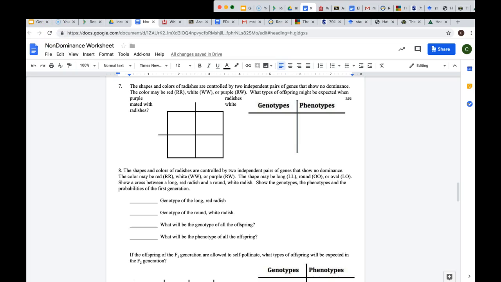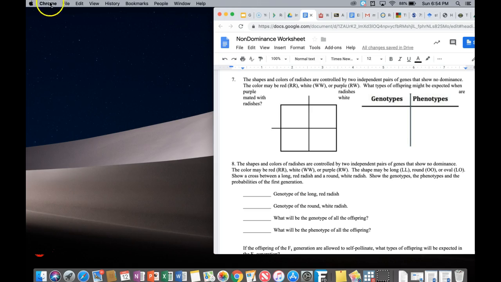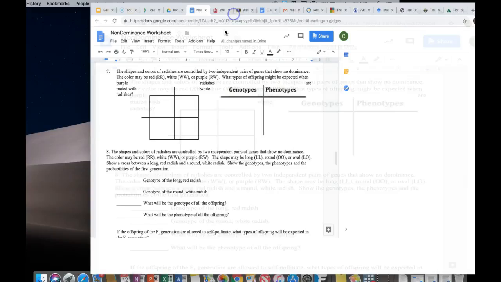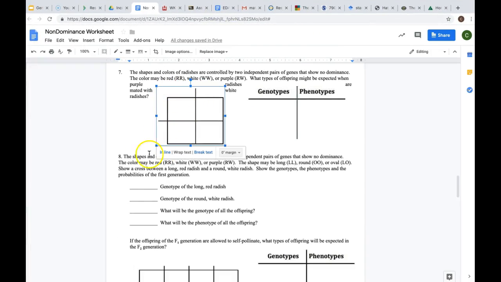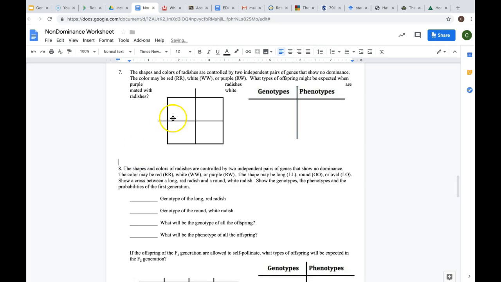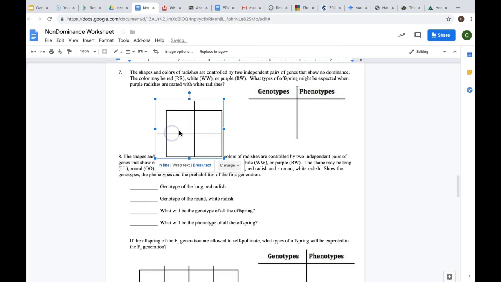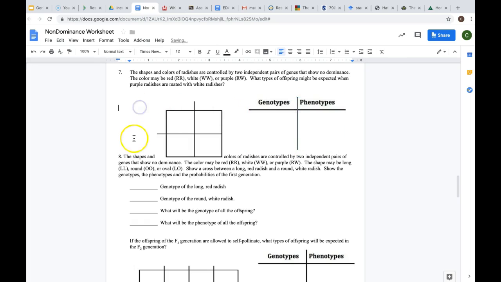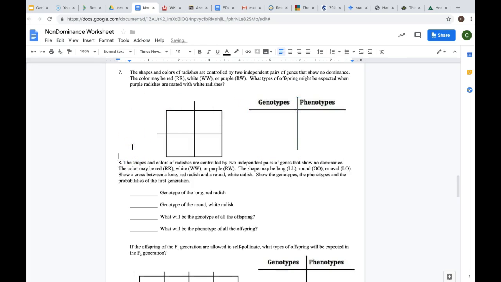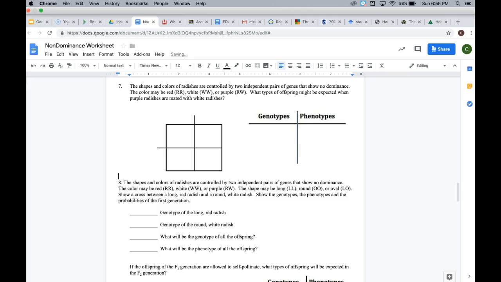I'm not sure why that looks like that. Let me fix this real quick. Okay, there we go.